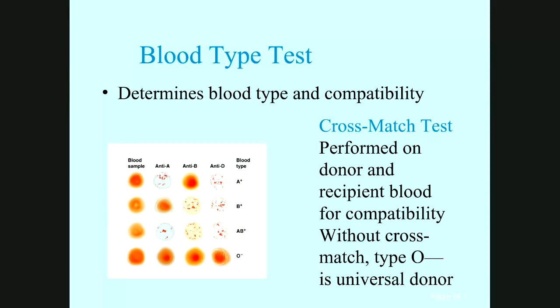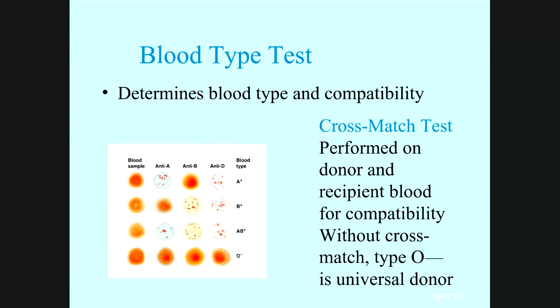For this blood sample, it shows agglutination with both anti-A and anti-B antibodies. That means they have both antigens on the surface, A and B. That means it's group AB. And it shows agglutination with anti-D. That means it's AB positive.